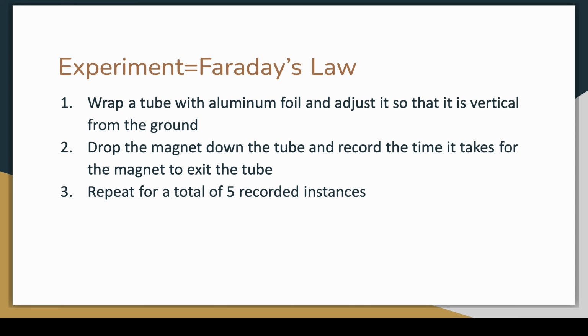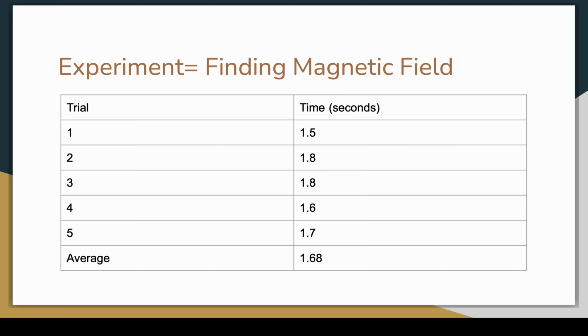Now, experiment. For Faraday's law, we wrap the tube with aluminum foil and adjust it so it's vertical from the ground. Then we drop the magnet down the tube at the top and record the time it takes for the magnet to exit the tube. We repeated this for a total of 5 recorded instances. You can see here we have done 5 trials, and the average time for the magnet is 1.68 seconds.